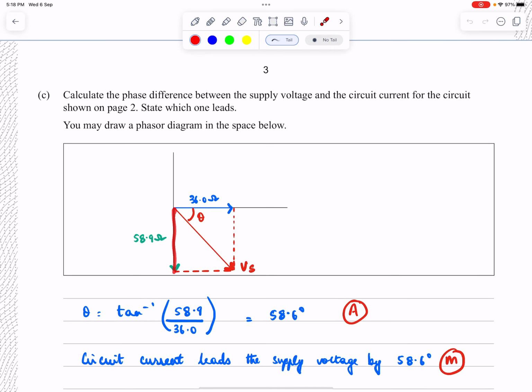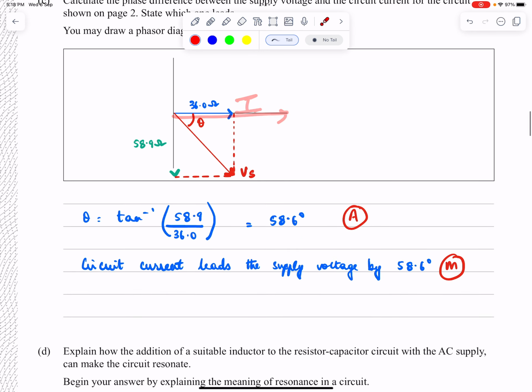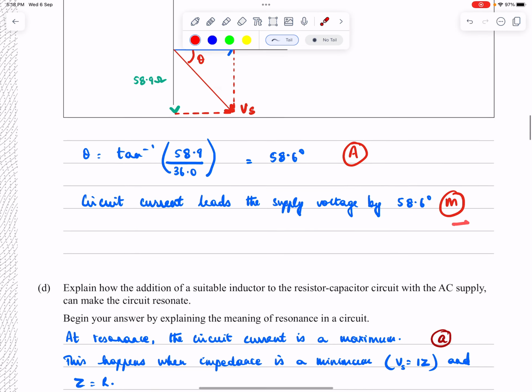So this is also 58.9 ohms. I'm using tan theta. So theta is tan inverse of 58.9 over 36, and that's an achieved. And if you say that the circuit current is always in phase with the resistor, so it leads the supply voltage by 58.6 degrees, and if you said both of those, you get your merit.